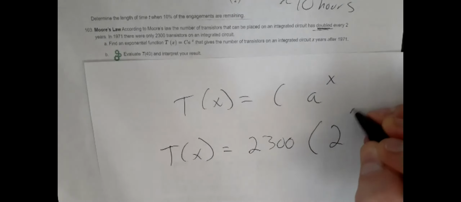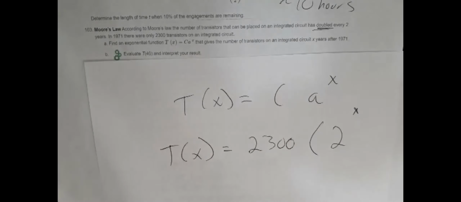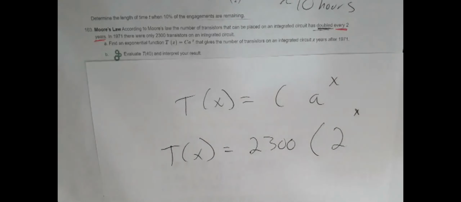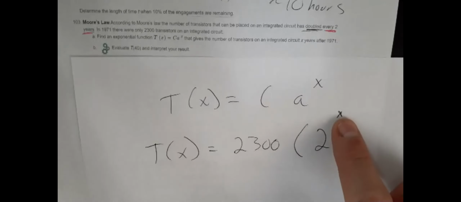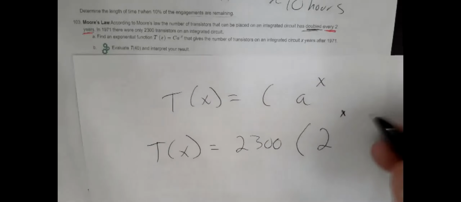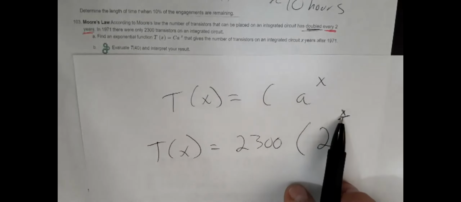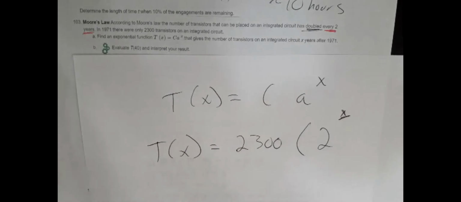And if you say 2 to the x, guess what? There's one little thing you've got to account for. We want to double it every 2 years. So how do we multiply 2? Every 2 years, we want to do something with this x. So for every multiple of 2 here, we want to double it, right?